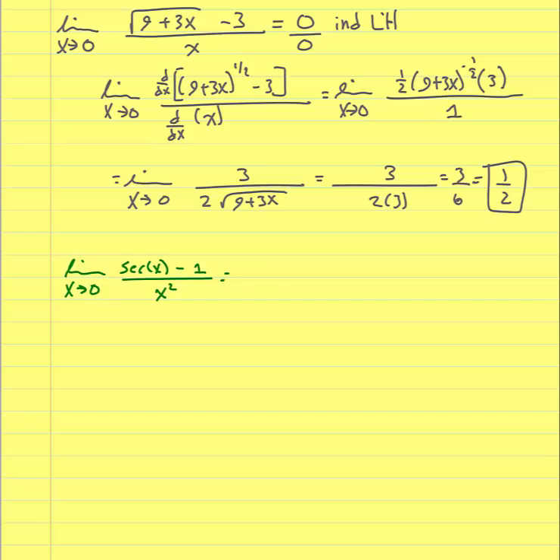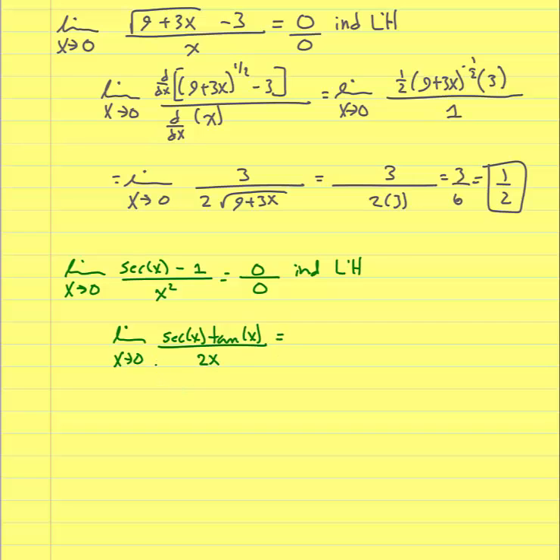And we plug directly in. Well, the denominator is easy enough, it's 0. Secant of 0, well, that's 1 over cosine. Cosine of 0 is 1, 1 over 1 is 1, 1 minus 1 is 0, so here I have my nice little indeterminate L'Hopital's. So I go ahead and take the derivative of the top. The derivative of secant x is secant x tangent x. The derivative of minus 1 is 0, and the derivative of x squared is 2x.